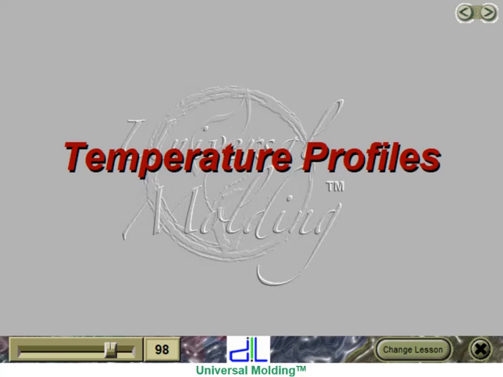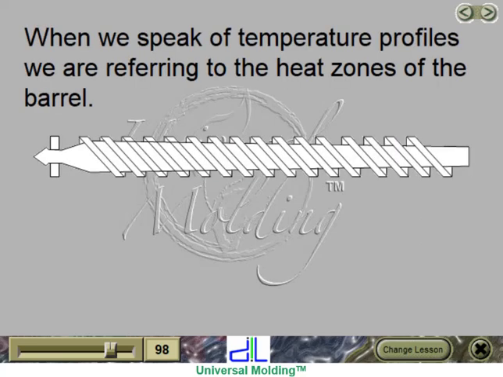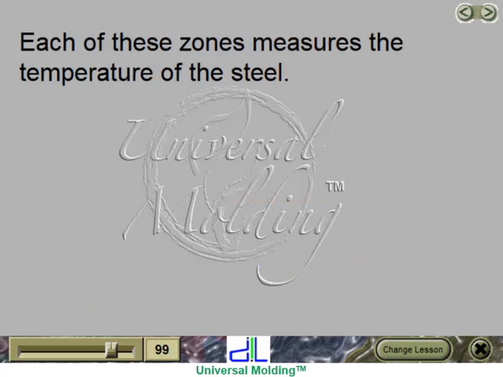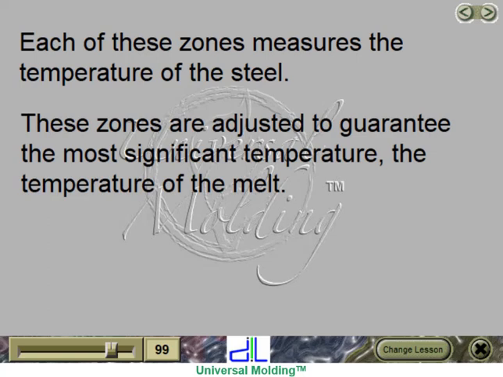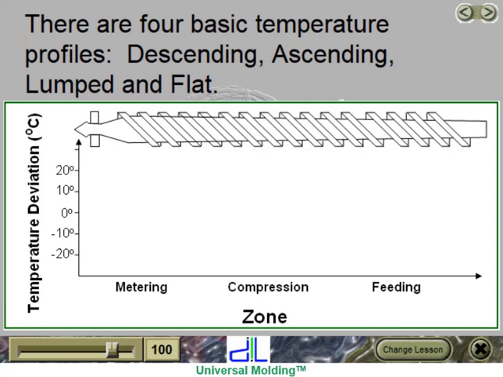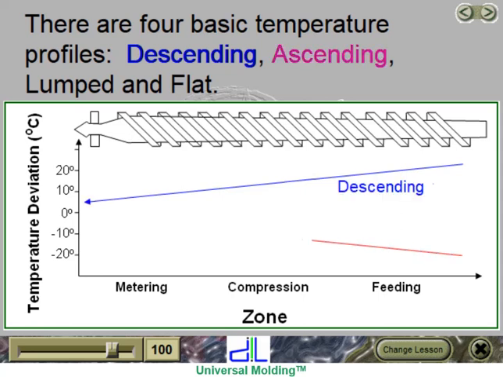Temperature profiles. When we speak of temperature profiles, we are referring to the heat zones of the barrel. The heat zones are feed, compression, and metering. Each of these zones measures the temperature of the steel. These zones are adjusted to guarantee the most significant temperature, the temperature of the melt. The temperature profile for each material should be recommended by the material manufacturer. There are 4 basic temperature profiles: descending, ascending, lumped, and flat.